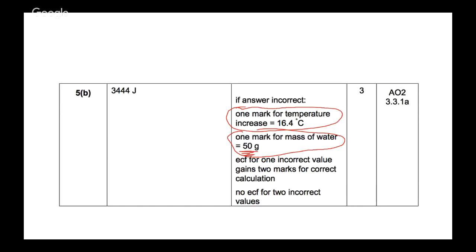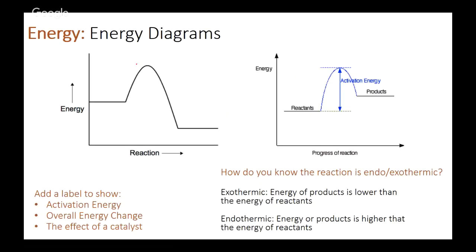Energy diagrams now, then you might be asked to draw them or finish off a diagram. You need to recognise this as the energy diagram from an exothermic reaction and this for an endothermic reaction. You'll need to draw on there where the activation energy is. So you can see that one here.